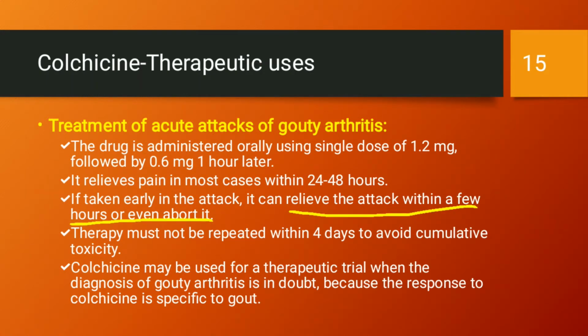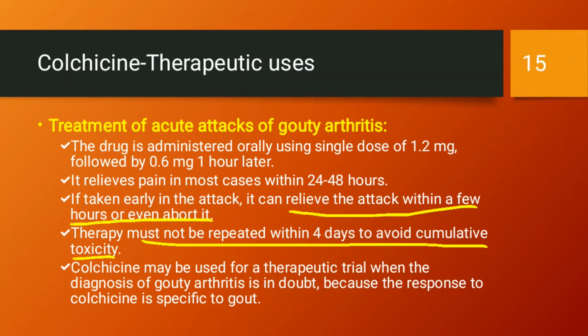So the therapy must not be repeated within 4 days to avoid cumulative toxicity. So once the patient takes this drug, he should wait for 4 days for the next dosing period. Colchicine may be used for a therapeutic trial when the diagnosis of gouty arthritis is in doubt, because the response to colchicine is specific to gout.